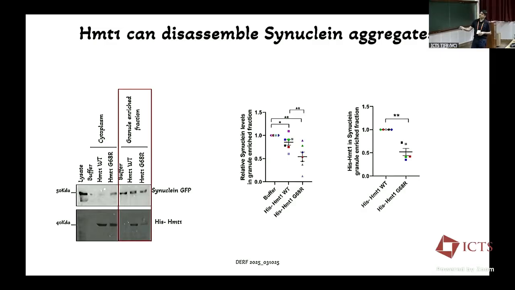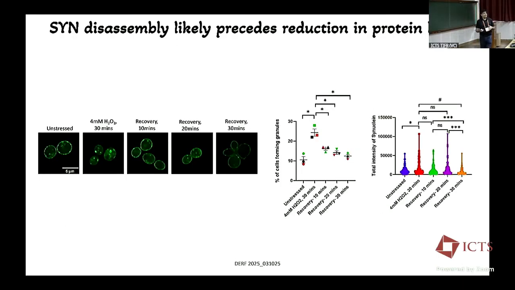When you incubate with HMT1 wild type, or you incubate with purified HMT1 G68R, both of them actually reduce the enrichment of synuclein in these granules, right? So again here, for whatever it's worth, we find that G68R is significantly doing a better job than wild type HMT1 in terms of driving synuclein out of the granules, right? So we think that HMT1 perhaps can disassemble synuclein aggregates. Is it disassembly first and then degradation, or is there some other mechanism?